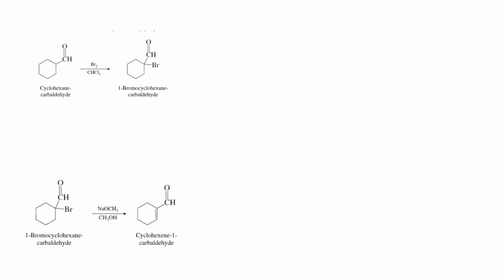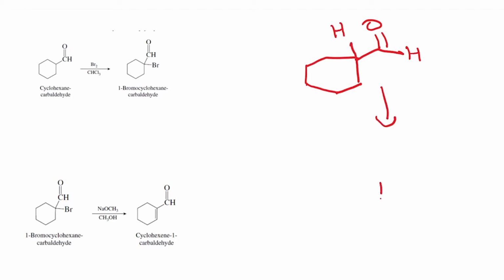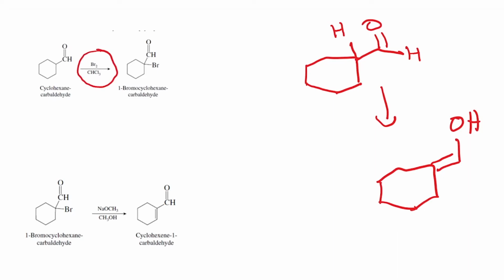So for the first part of this question, what we can think about is the alpha hydrogen that is present. And we all know bromination can be achieved through Br2 and chloroform. So what you can propose is that you have an enol, and then the enol undergoes bromination to give you the product. So that is pretty straightforward. So the reagents here are Br2 and chloroform.